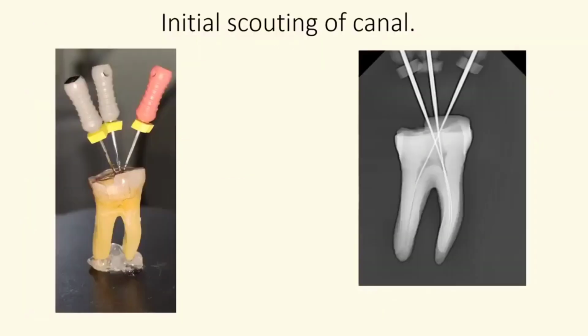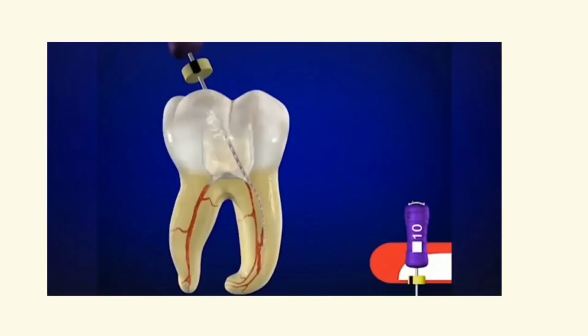This is the slide showing all the steps in initial negotiation or scouting of the canal system. This is how the initial scouting of the canal should be. Here you can see the files are not reaching the apex during the initial negotiation of the canal. This is a small animated presentation of initial scouting of the canal and file motion.